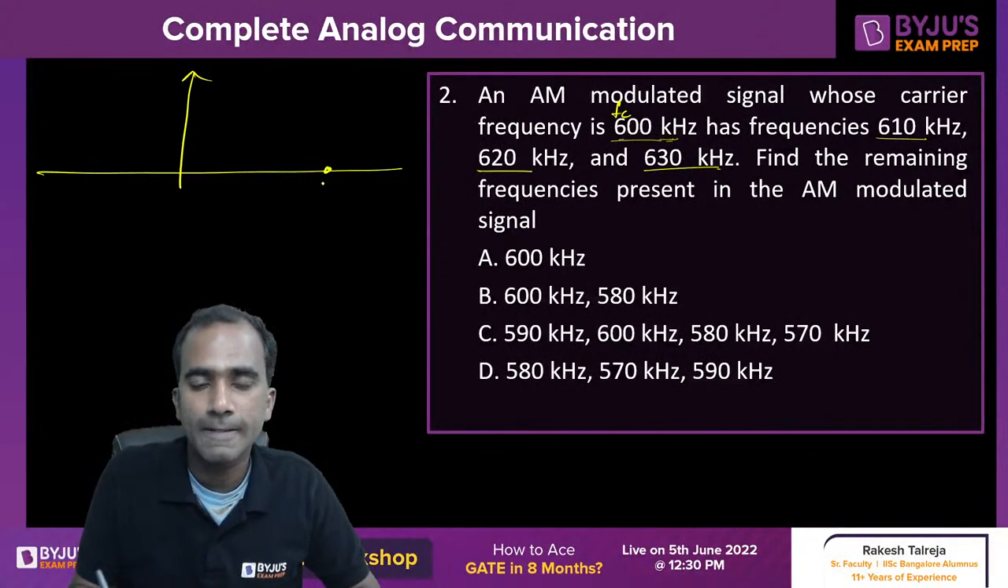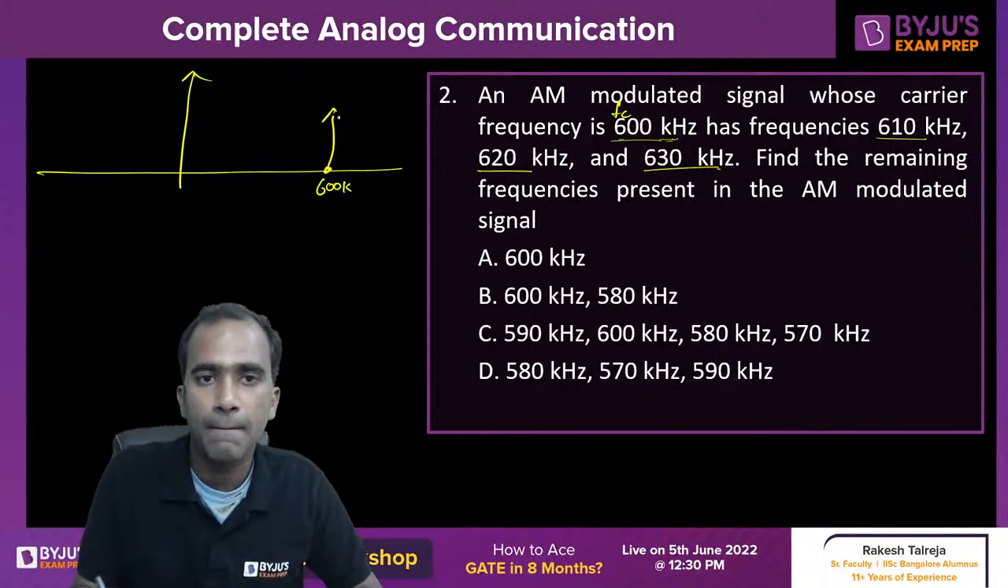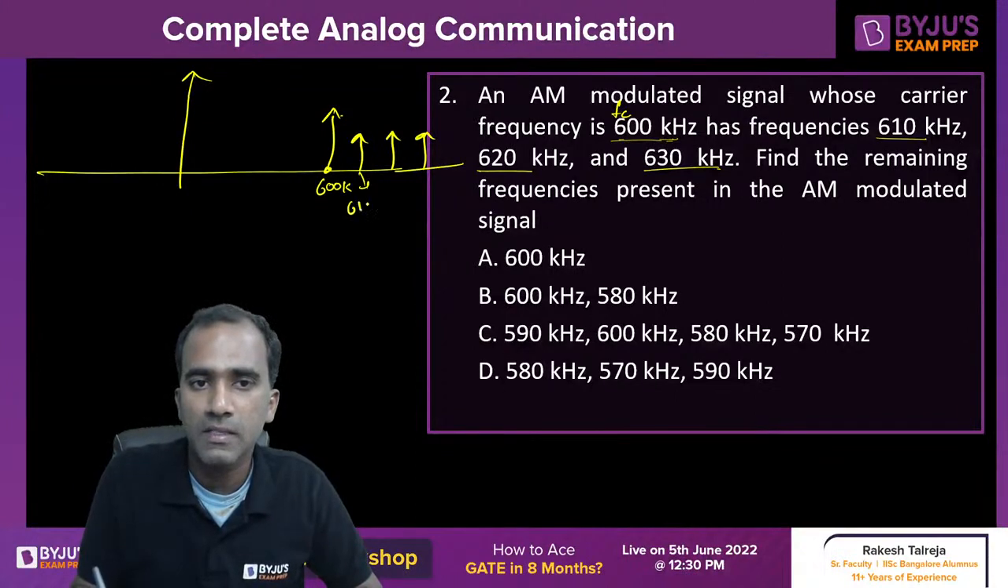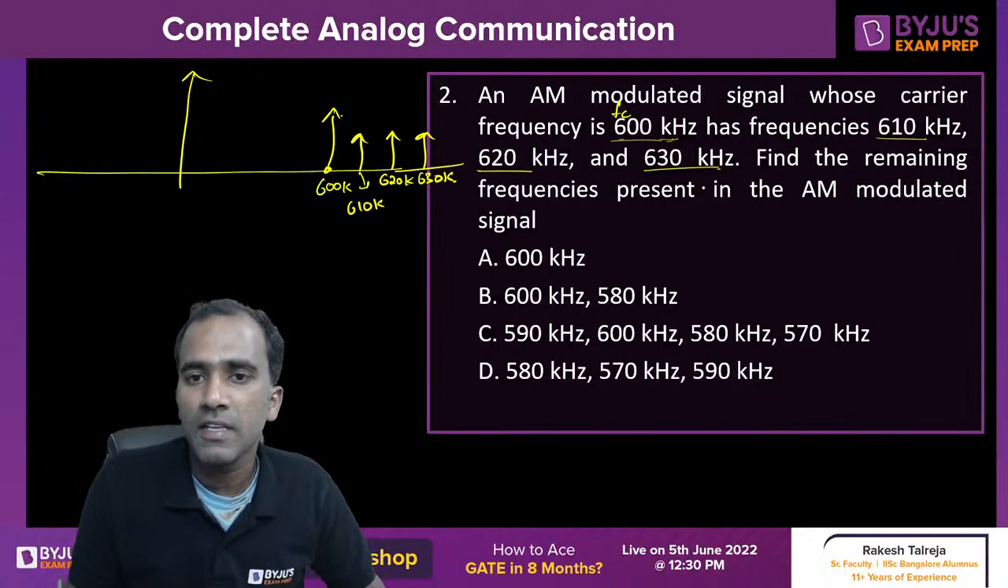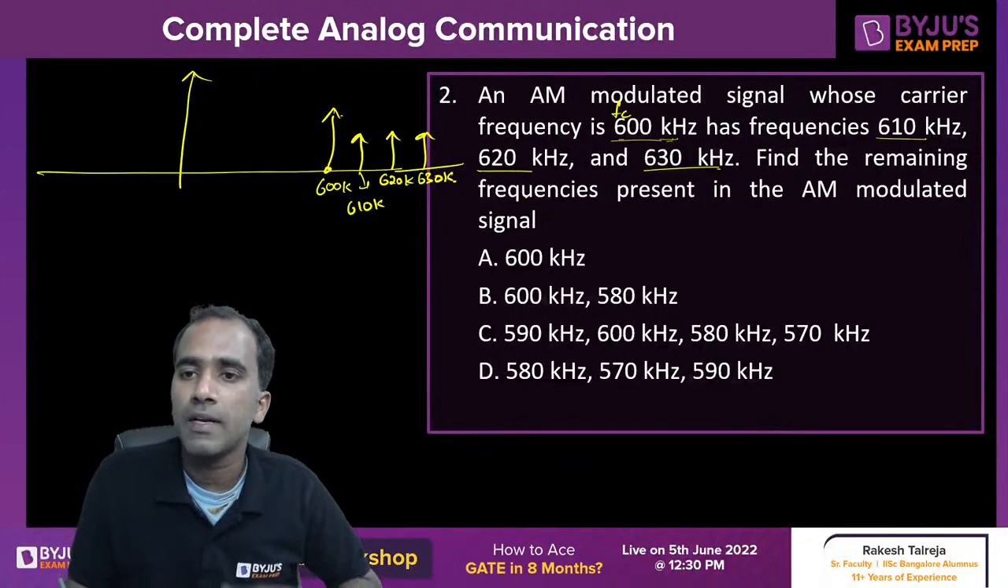FC is 600 kilohertz. The frequencies present are 610, 620, and 630 kilohertz. Right? Now they're asking us to find the remaining frequencies present in the AM modulated signal.